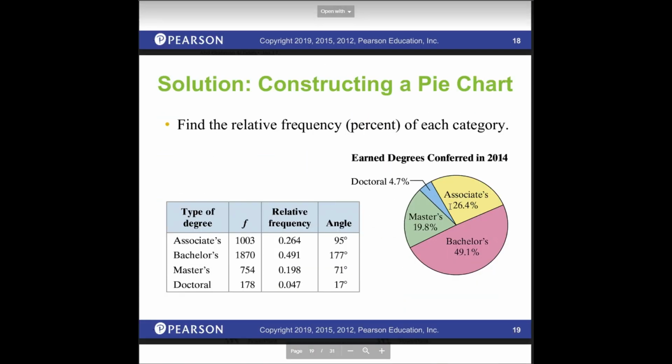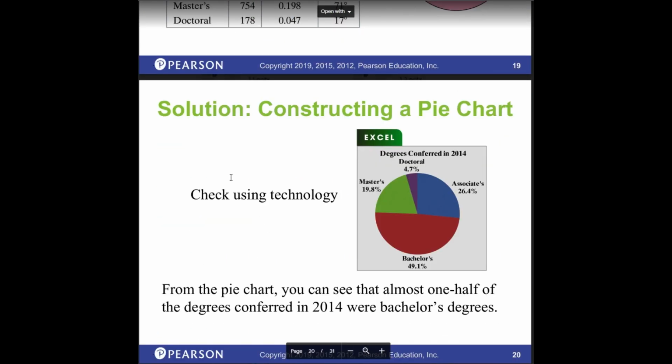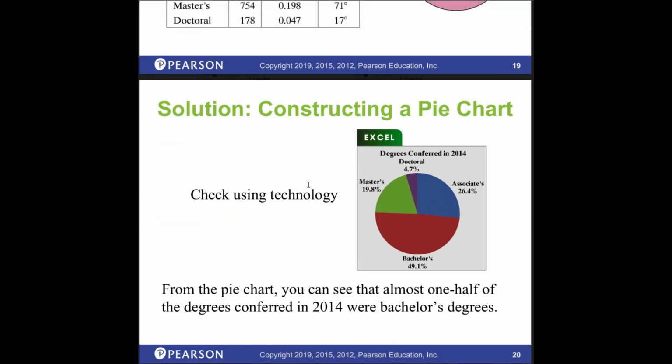And then here you can see these are the percentages labeled here. So 0.264 becomes 26.4%, and the angle here is a 95-degree angle, this right here. Then we can check using technology. You can make a pie chart in Excel, and you can see that almost 1/2 of the degrees conferred in 2014 were bachelor's degrees.